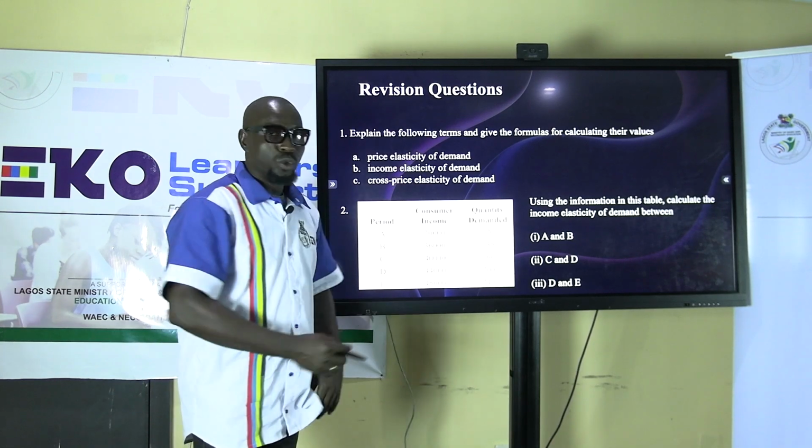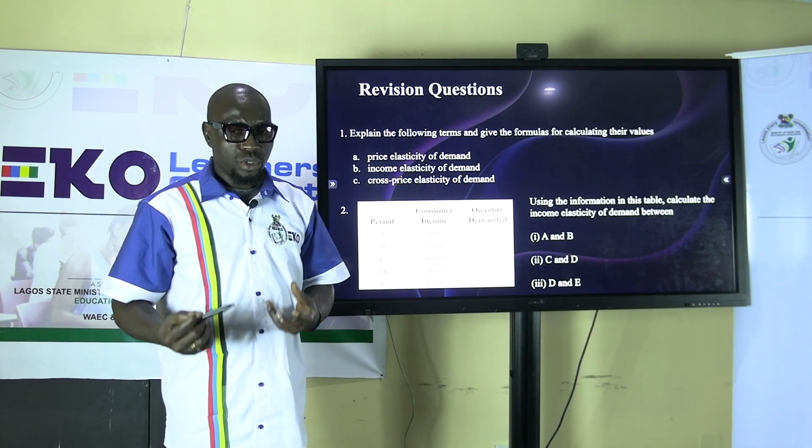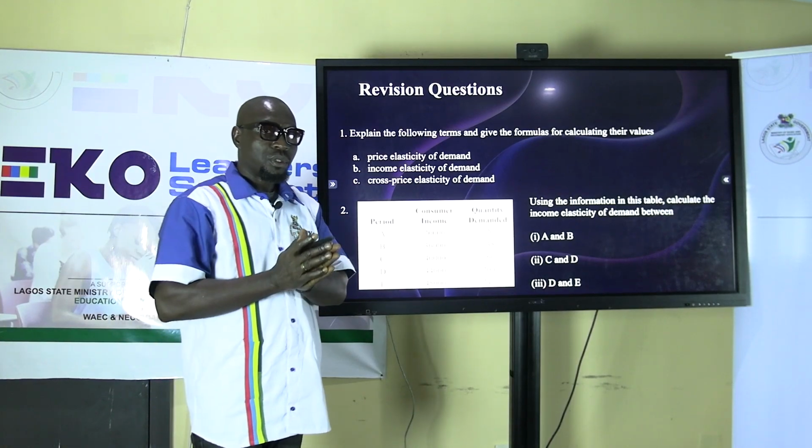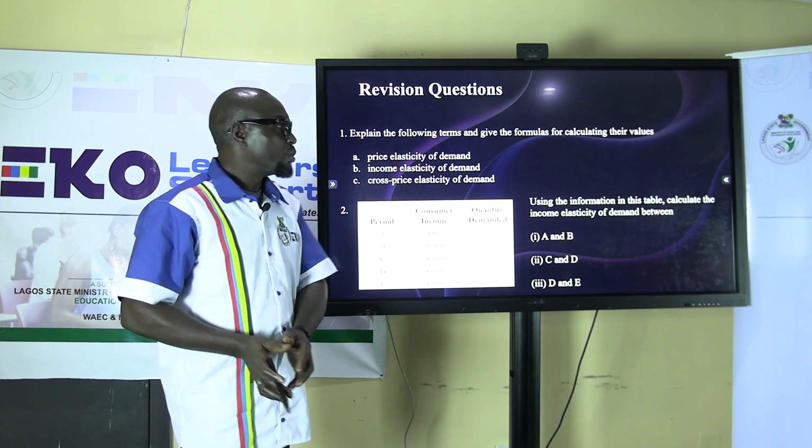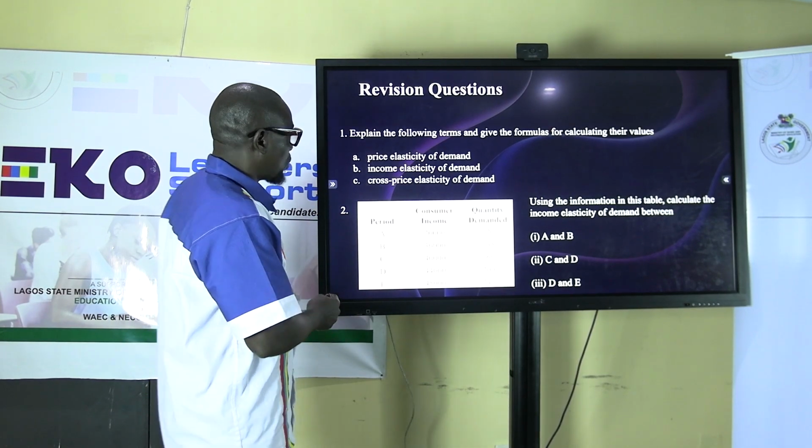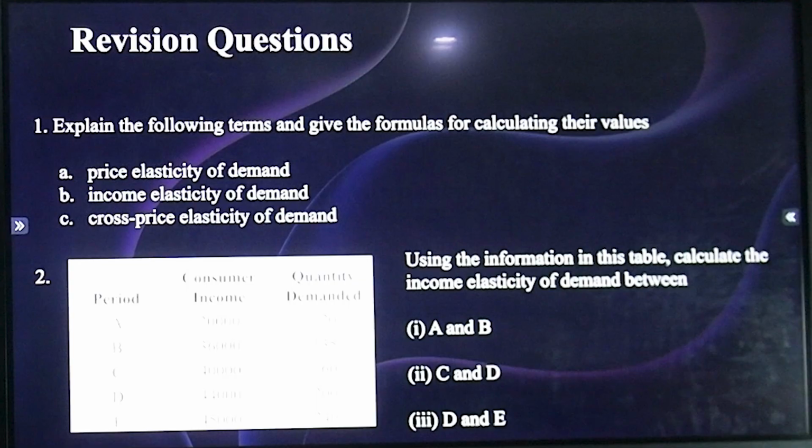So now let's look at these questions to really delve into how elasticity is calculated. Okay, so here we have a table or a schedule that requires us to calculate the price elasticity of demand, the income elasticity of demand using this table. But first, the first question is asking us to explain and give the formulas for calculating these values.